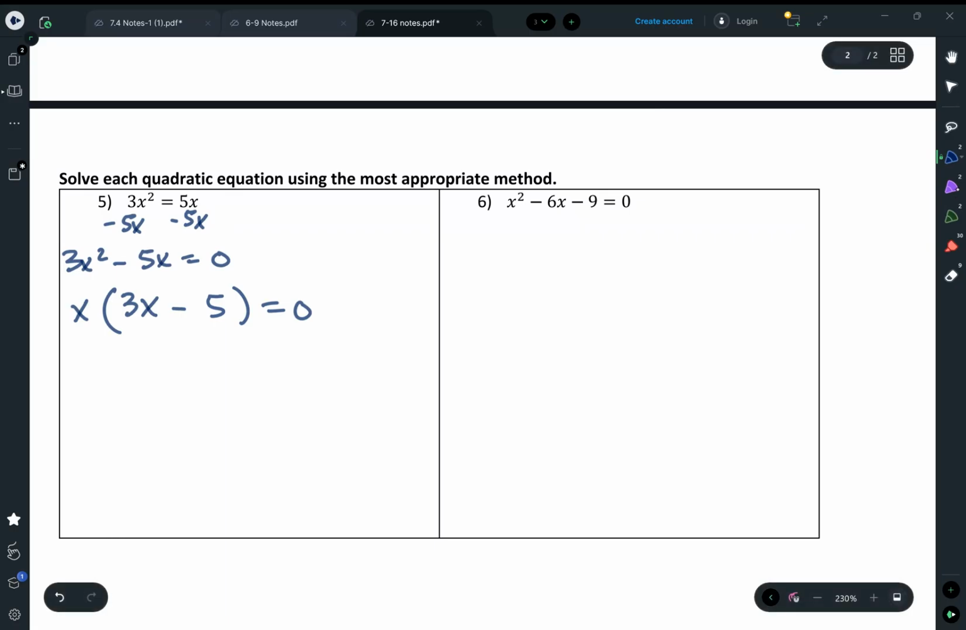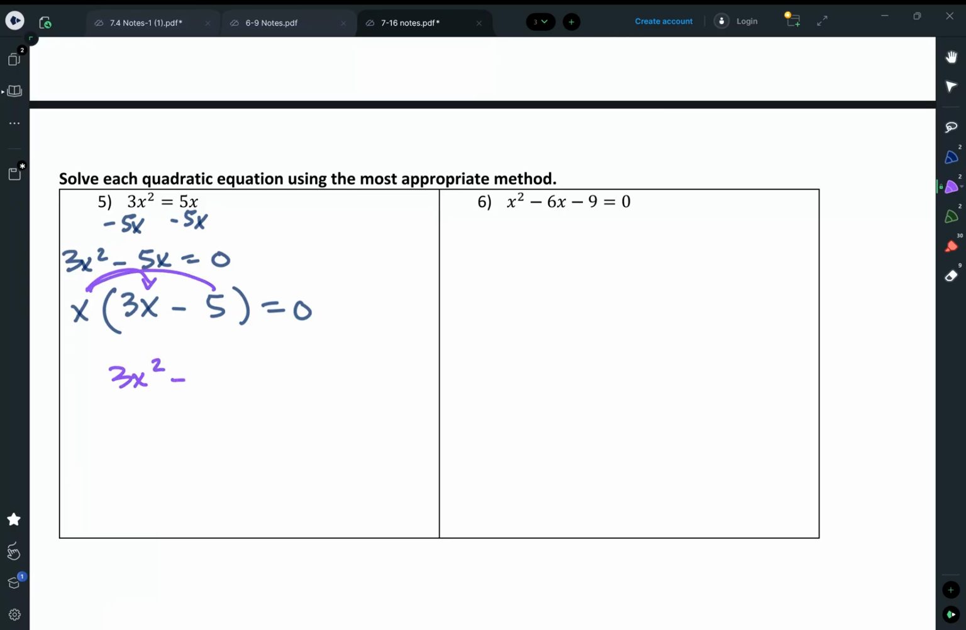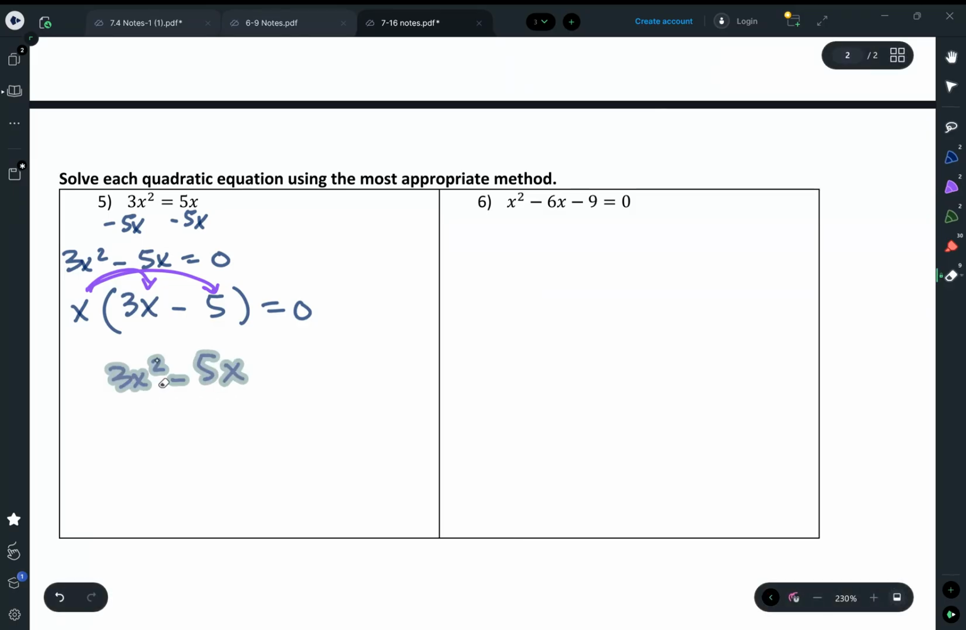And if you're not sure, if you don't believe me, you could go back and re-multiply this, right? So x times 3x is a 3x squared minus x times 5 is a 5x. So that does work. So let's go ahead and erase this multiplying it back part.